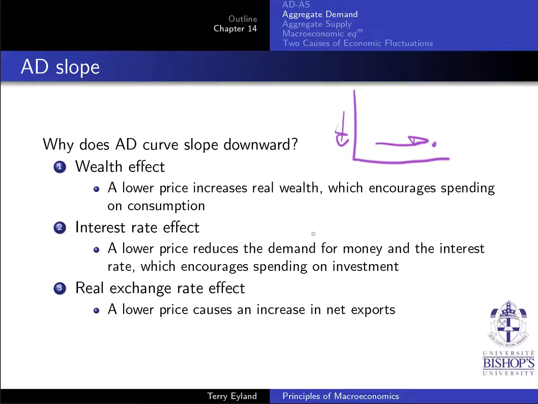We could also think of the interest rate effect. A lower price level reduces the demand for money. If we go back to the money demand, money supply curve, which we'll see at the beginning of the next chapter, if the money demand shifts left, it's going to drop interest rates. If it drops interest rates, there's going to be more investment. So that's why it also goes further to the right.